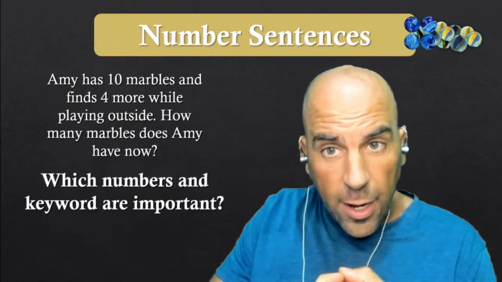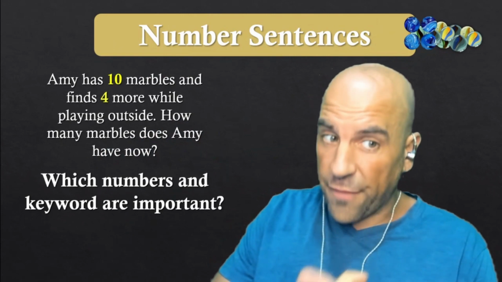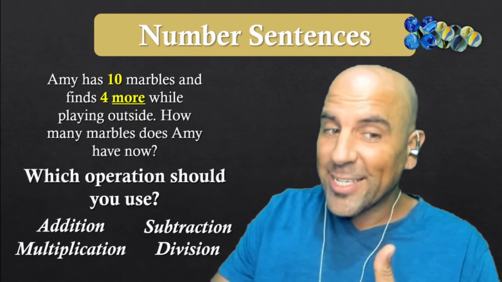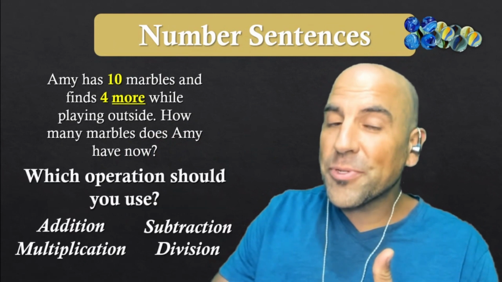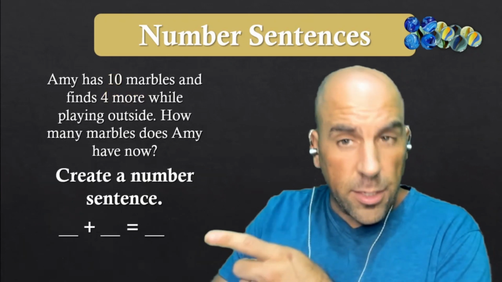First, let's find out which numbers and keyword are important here. 10 she started with. She found 4, and the word more tells us what to do. Which operation does it tell us we should use? Addition. Yes, that's right. And now we can create an addition number sentence.